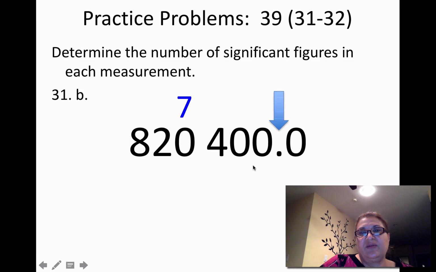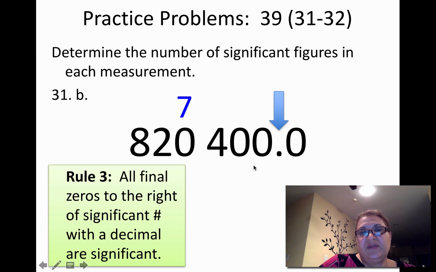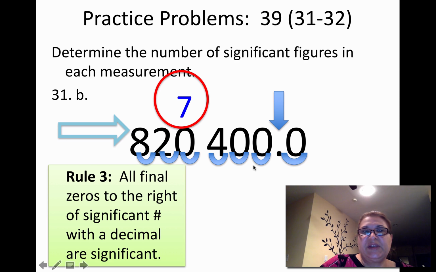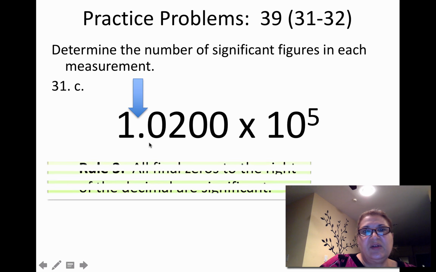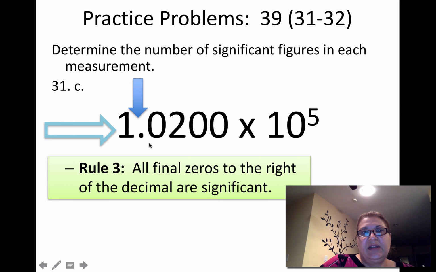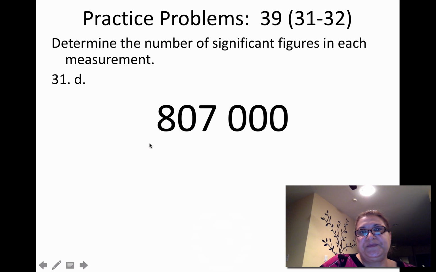82040.0. So we count, there's a decimal, so all of them count. 1, 2, 3, 4, 5, 6, 7. There's 7 significant figures. Now, we ignore the exponents, we just focus on the coefficient. So there's a decimal, all of them count. So 1, 2, 3, 4, 5. 5 significant figures.